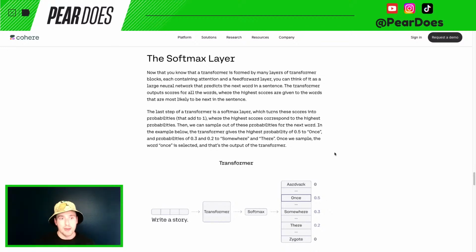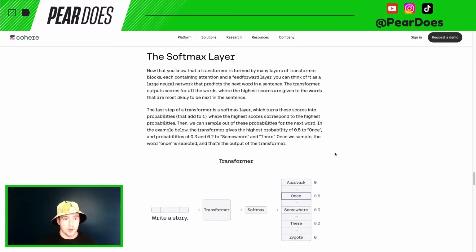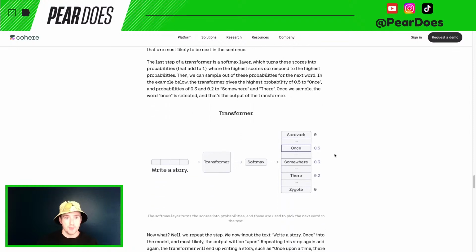And so the last step of a transformer model is this softmax layer, which turns these scores into probabilities that add up to 1, where the highest scores correspond to the highest probabilities. And then we can sample out of these probabilities for the next word. It's going to look at which one has the highest probability, and the highest probability word is going to be selected for the next word in the sentence. This is why they are forming these summaries, these responses, one word at a time.